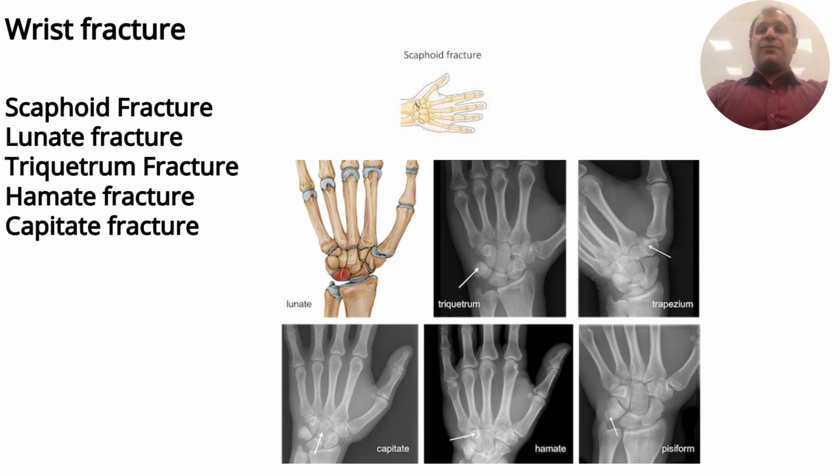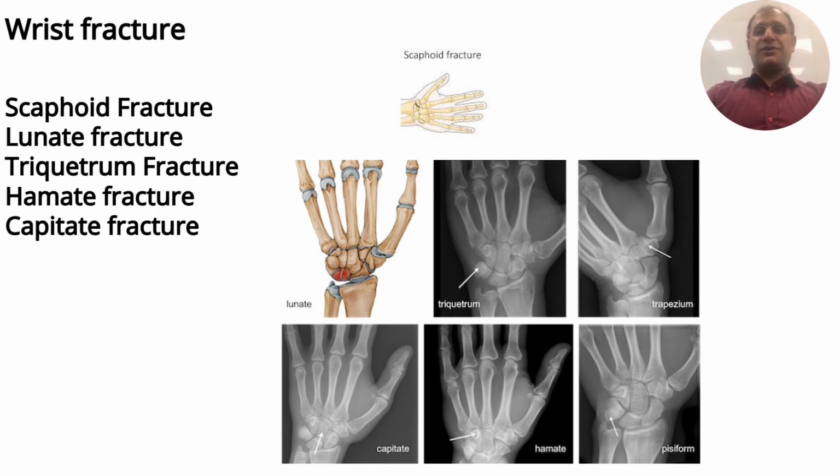The lunate bone plays a crucial role in wrist motion and articulates with several other carpal bones. Lunate fractures are less common than scaphoid fractures. Triquetrum fracture is the second most common carpal bone fracture, often caused by a fall onto an outstretched hand or a direct blow to the wrist. The fracture may be associated with ligamentous injuries. Symptoms include pain and tenderness on the ulnar side of the wrist.